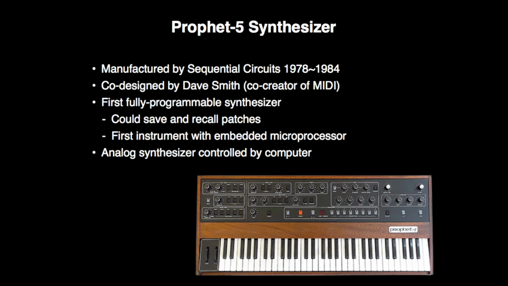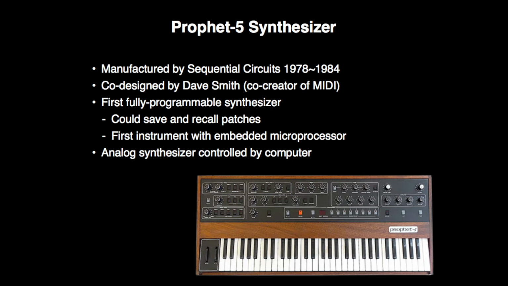But on the Prophet 5, you could actually set up a patch that you liked and then hit the save button, and that would save a patch, and then you could make some changes but then recall that patch later. And this was the first synthesizer that allowed you to do that with every parameter. It's also the first instrument with an embedded microprocessor, and we'll talk about what that microprocessor did here in just a second. But the fact that it had a microprocessor is really important. It's got effectively a little computer built into it.